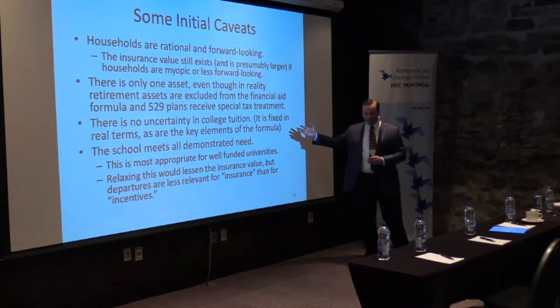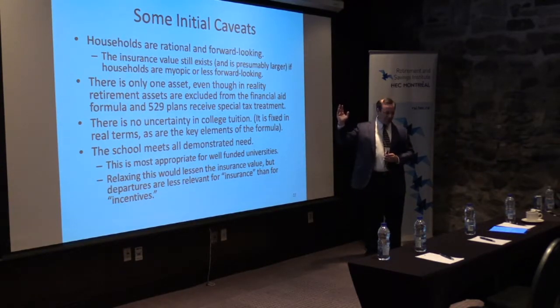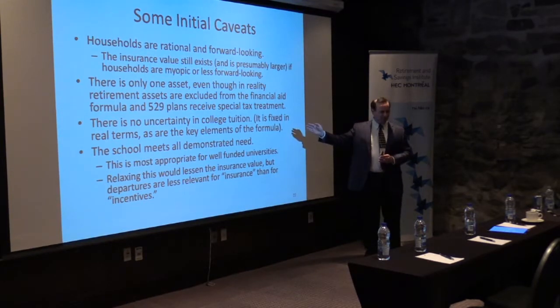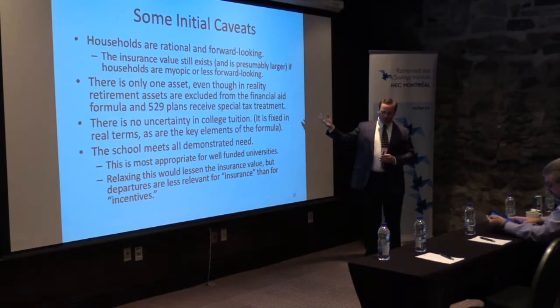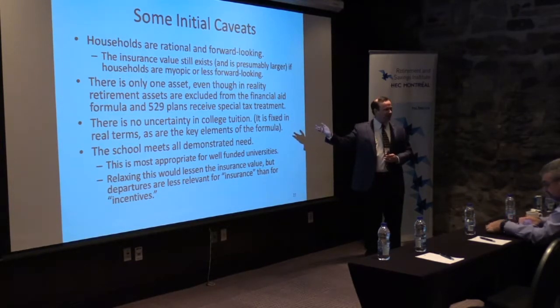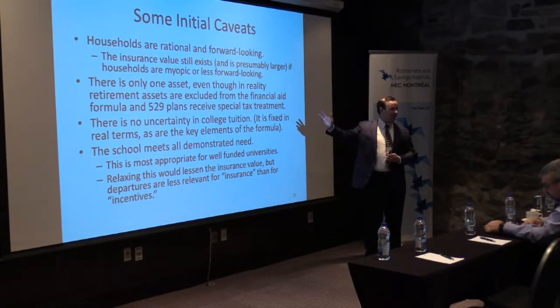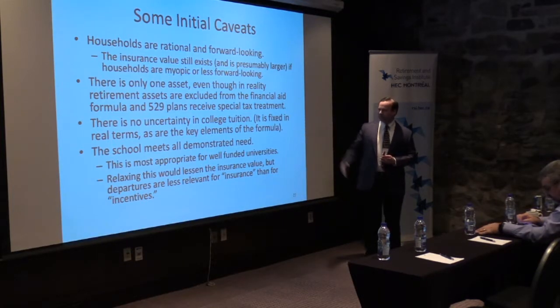There's no uncertainty in college tuition. That sounds like it's a big deal. I would suggest that for modeling purposes, it's less of a big deal. For one, in the model, college tuition is fixed in real dollars, which is not quite the right approximation. But the key elements of the formula also are basically indexed for inflation. And in most of the cases we care about, there's some aid being given in all cases. And so if that's the case, then the sticker price is kind of irrelevant. It only matters what's in the formula.